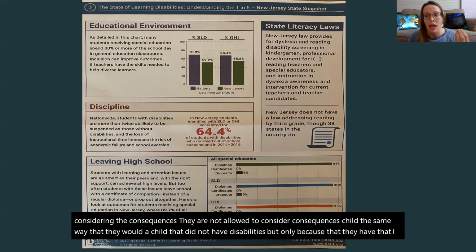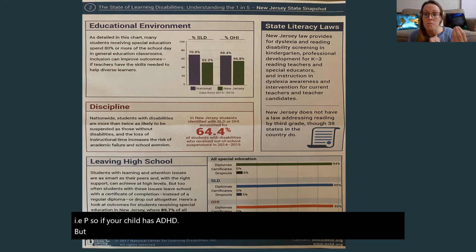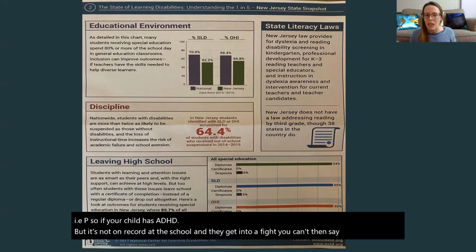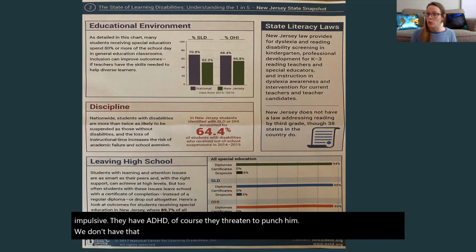So if your child has ADHD, but it's not on record at the school, and they get into a fight, you can't then say, well, they're impulsive, they have ADHD, of course they threatened to punch him. We don't have that on file. How do I know your child has ADHD?